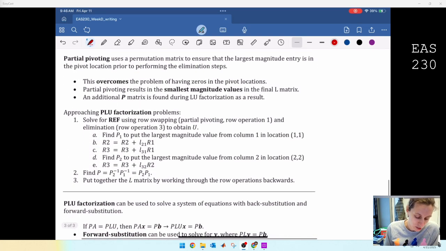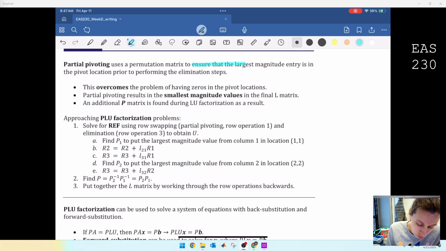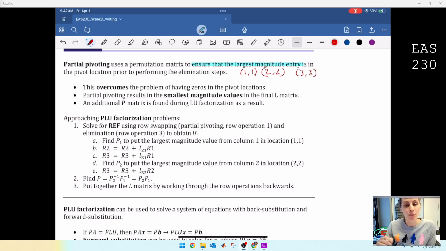This process is called partial pivoting, where we use a permutation matrix. And what we're going to do is use permutation matrices to ensure that the largest magnitude entry is in the pivot location: in the 1, 1 location, in the 2, 2 location, in the 3, 3 location, in the pivot location.